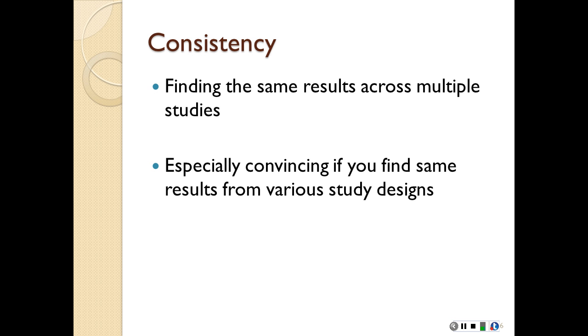Consistency simply means that you keep coming to the same conclusion based on different studies. So a ton of different researchers have studied this particular research question, and they've done it using a bunch of different study designs, and everybody keeps getting the same answer. That strongly supports that there's a causal relationship.